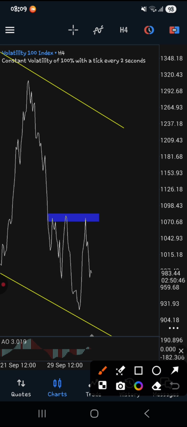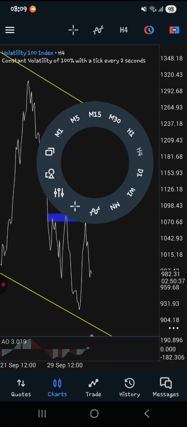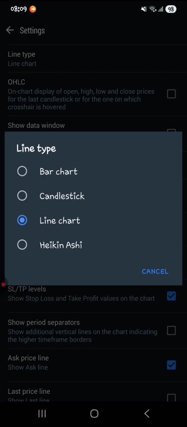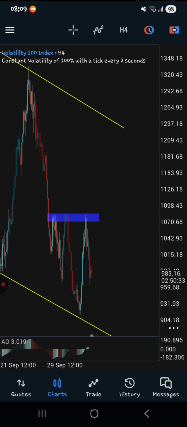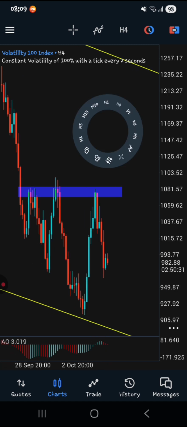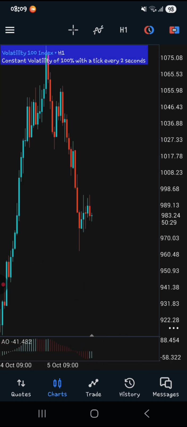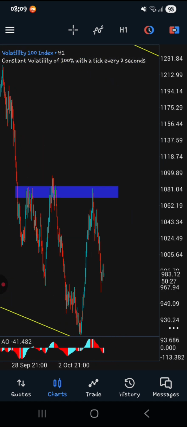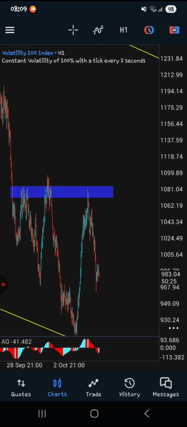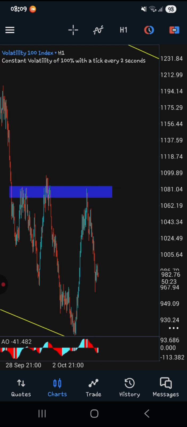So what we do is we go further to a lower time frame, since I normally don't use the 4-hour time frame as my entry. So let's go back to candlestick. So there it is. Looking at it on the 1-hour time frame, you can clearly see it here.